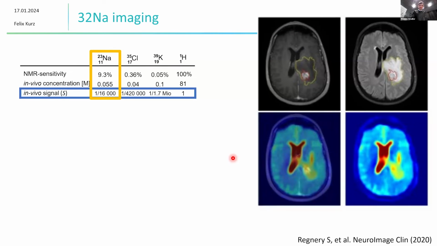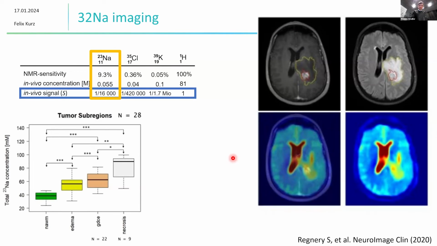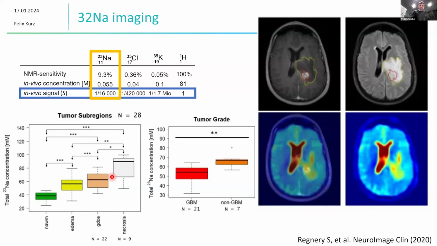So hopefully we see some more of this, and then you can of course do quantitative analysis, and you see that, for example, here in necrotic or contrast enhancing tissue, you have increased sodium uptake. And you can even use it to differentiate between glioblastoma and non-glioblastoma tissue regarding the tumor grade.